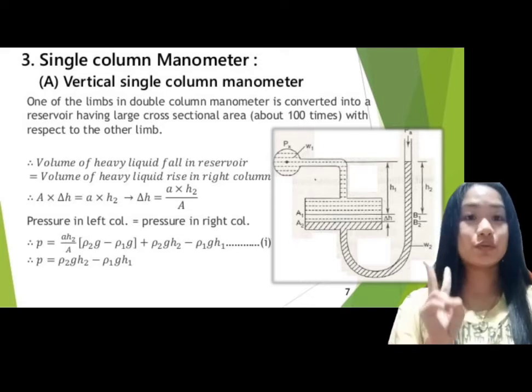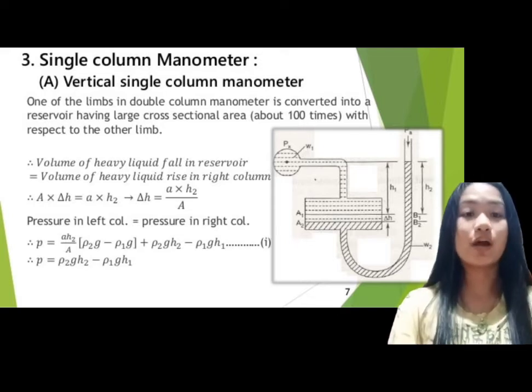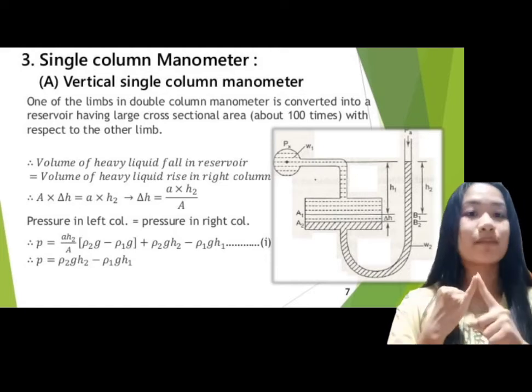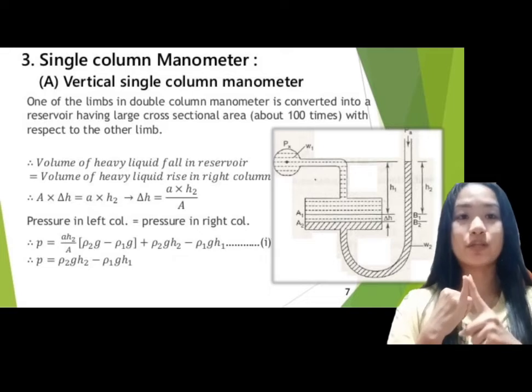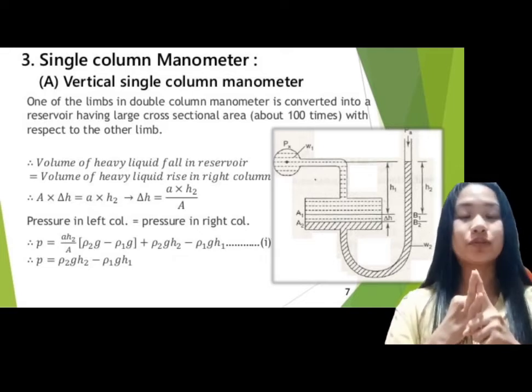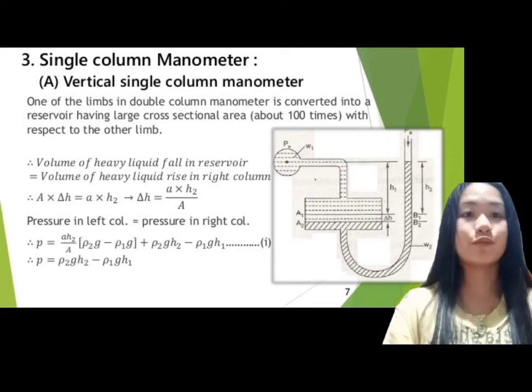There are basically two types of single column manometer on the basis of the right limb of the manometer. As mentioned here, number one is the vertical single column manometer. Number two is the inclined single column manometer. So, unahin natin yung vertical single column manometer.